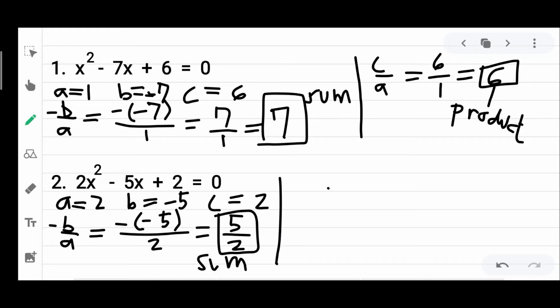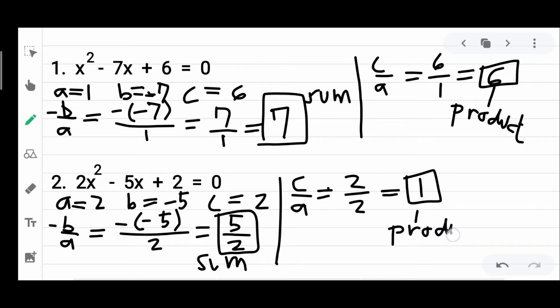Ngayon, para naman sa product. Okay, ano nga ulit yung formula ng product of the roots? C over A. So, ang value ng C natin ay 2. Ang value naman ng A natin is also 2. Okay? Ngayon, 2 divide 2. The answer is 1. At ito naman ang product of the roots.